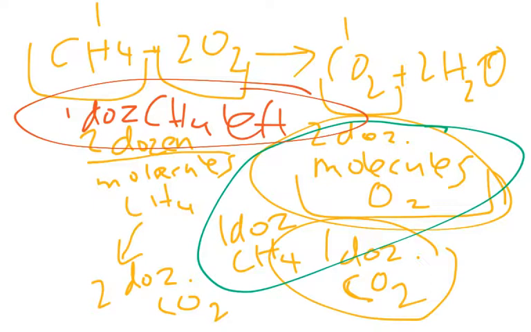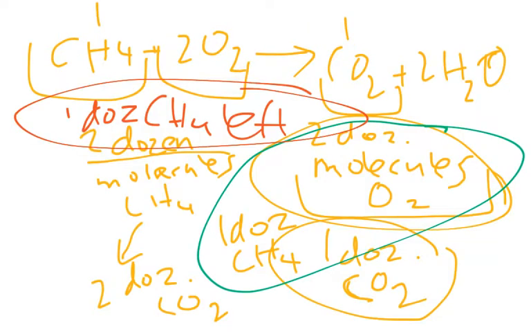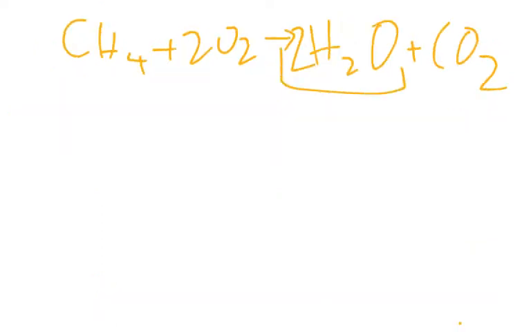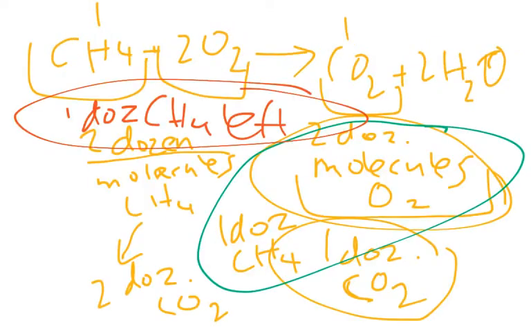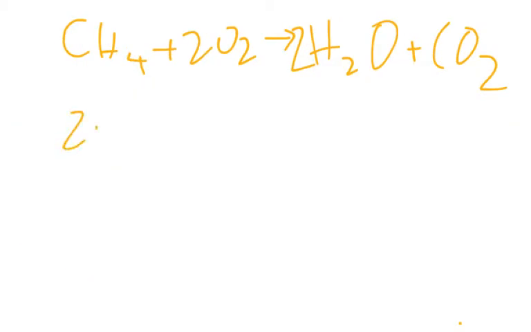Now, let's scale this up to even grander proportions. So let me rewrite the reaction. CH4 plus 2O2 creates 2H2O plus CO2. So I'm going to mix it up a bit, and I'm going to calculate how much H2O is produced instead of CO2 and see if it gives me the same result. So this time, instead of using dozens or molecules, I'm going to use moles. So 2 moles of CH4 and 2 moles of O2.